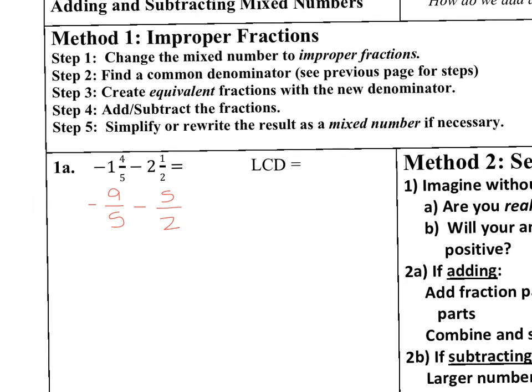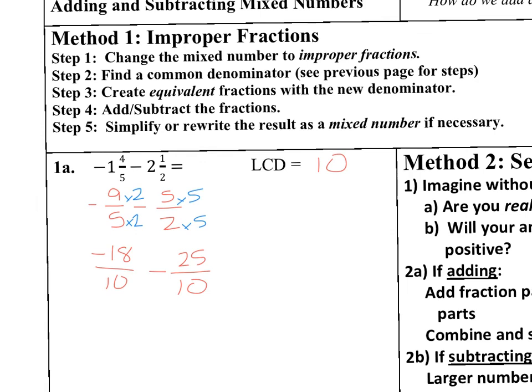I'm going to find my least common denominator. In this case, it's going to be 10. So then we ask ourselves, what do we need to multiply? The 5 and the 9, I'm going to multiply by 2. The 2 and the 5, I'm going to multiply by 5. And then we'll rewrite our new fractions. So now I have negative 18/10 minus 25/10. Now at this point you really have to pause and think about, what am I really doing here?